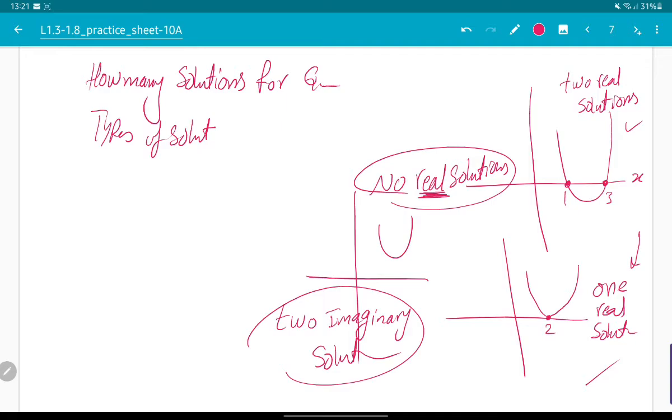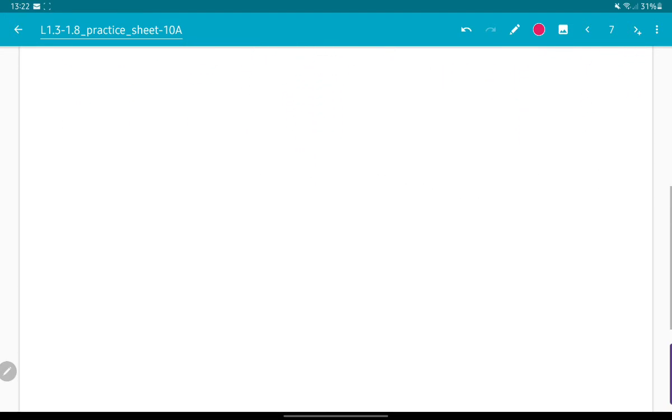Should I ask you to graph to know how many solutions? No. The question, as you see, asks how many solutions, or what are the types of the solutions, but your answer will be shorter than this. How? We will use the discriminant to know how many solutions. For example, 3x squared minus 4x plus 2. Okay, how many solutions for this? Calculate b squared minus 4ac.